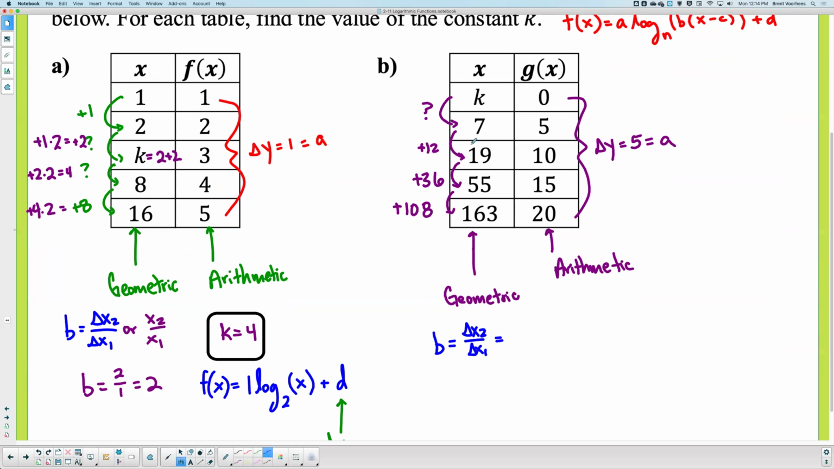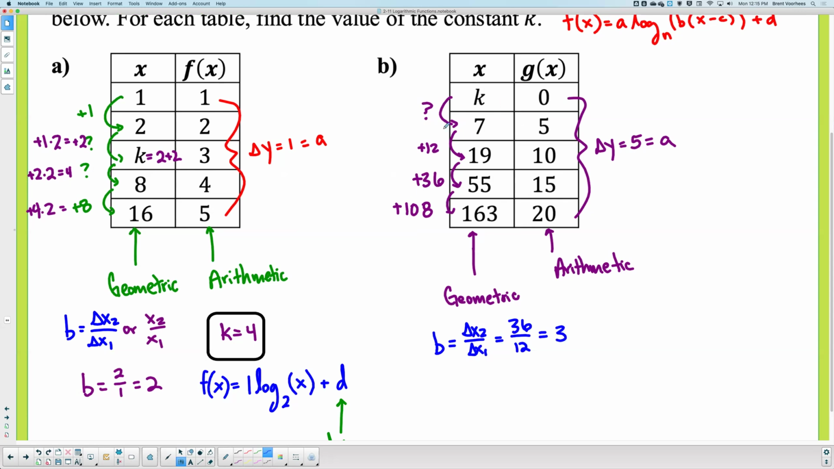In this particular problem, my second change is 36. My first one is 12. What's 36 divided by 12? 3. That's my base. My base is 3. That means each one of these is getting multiplied by 3 each time. Over here, I did not have back-to-back values in the change of columns. I didn't have an x2 and x1. This is delta x1, this is delta x2, delta x3, that's delta x4. You see how there's a gap? Because there was a gap, I couldn't use that formula. I had to just do x2 over x1.